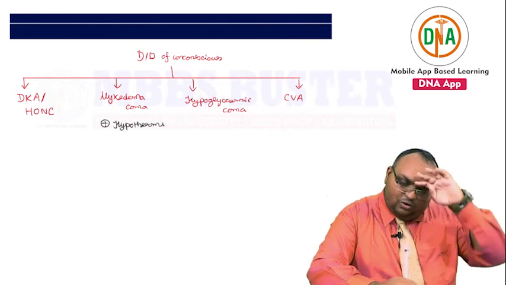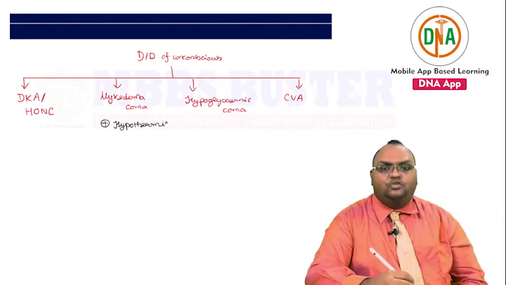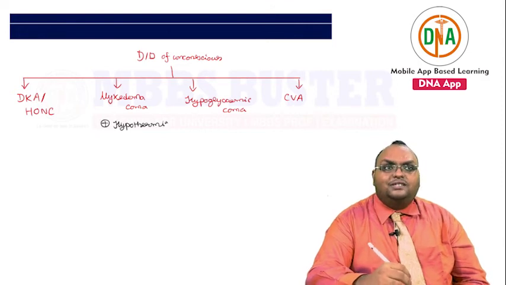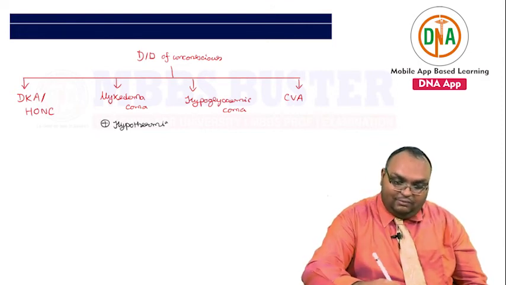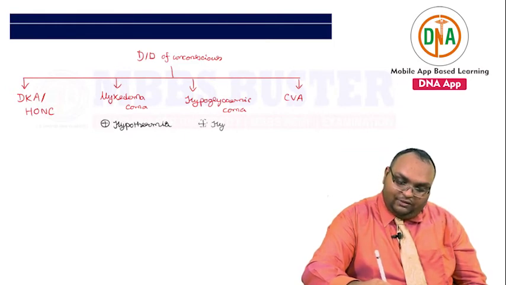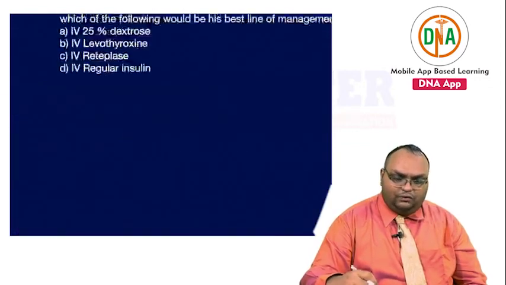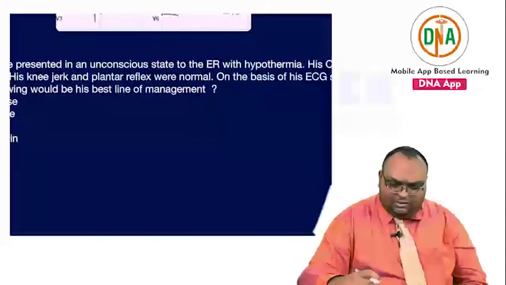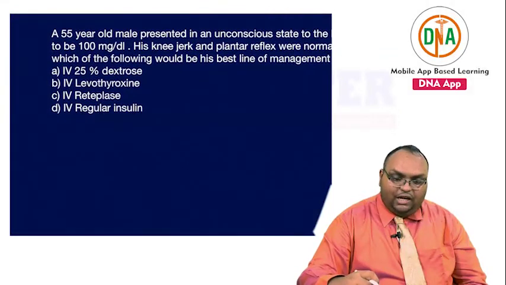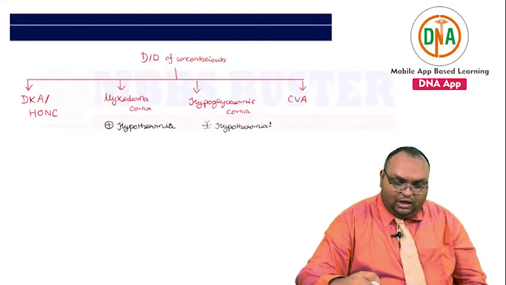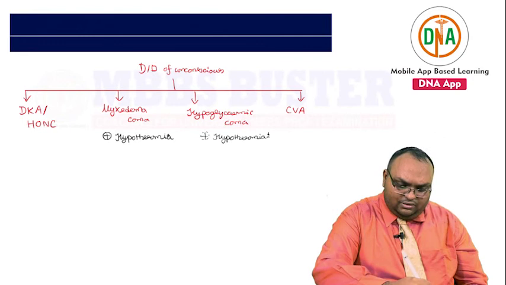In DKA or HONK, not really, because if you have sepsis, you might have fever. Hypoglycemia, sometimes yes, the person may develop hypothermia. So I would just maybe do a dotted plus for hypoglycemia over here. May or may not be, you never know. And CVA also, more often than not, we don't find hypothermia. His CBG was found to be 100 mg per dl.